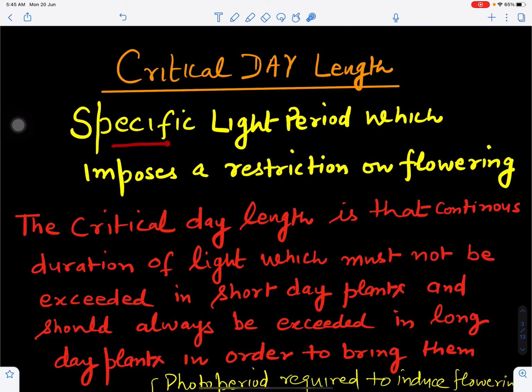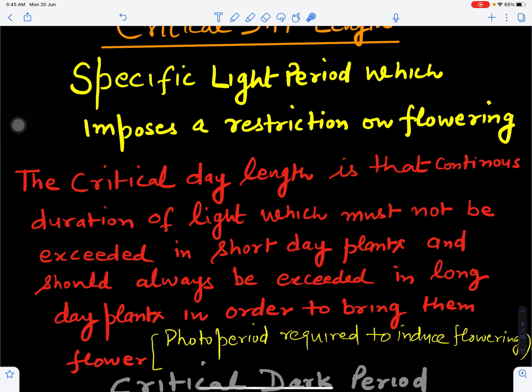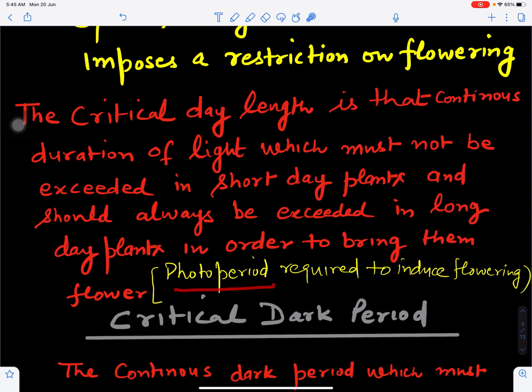So this is a specific light requirement which imposes a restriction on flowering. We can define critical day length as that continuous duration of light which must not be exceeded in short day plants and should always be exceeded in long day plants in order to bring them to flowering. This light requirement is also called photoperiod, and it is very important for induction of flowering.